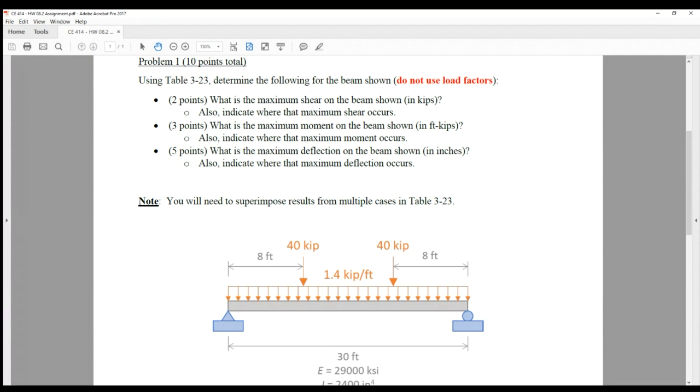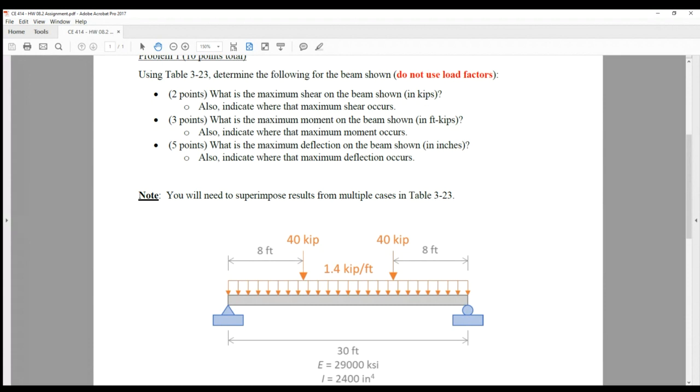Like there's a case that has a concentrated load at midspan. There's a case that has a concentrated load at any point. But then there's also one that has 2 loads that are symmetrically placed. So you should be able to find the case that handles both of those together. And what I want to know is for this beam, what is the maximum shear? What is the maximum moment? What is the maximum deflection? And I also want to know where they occur.